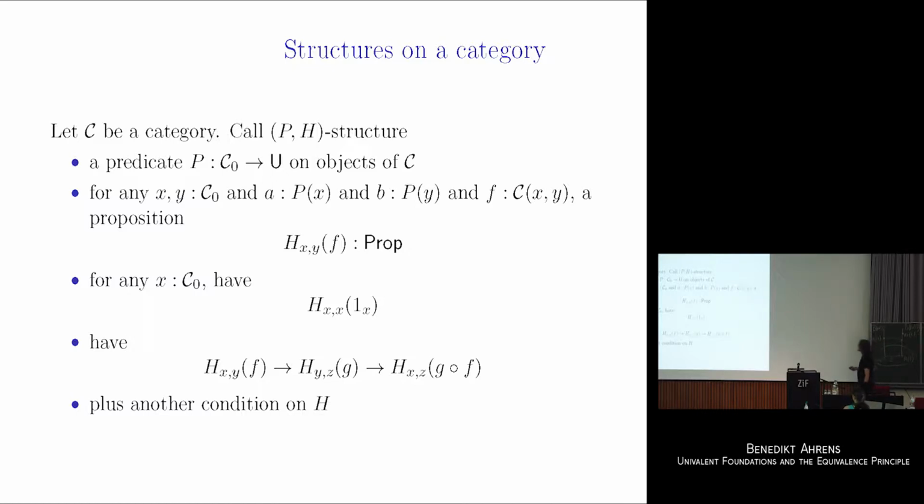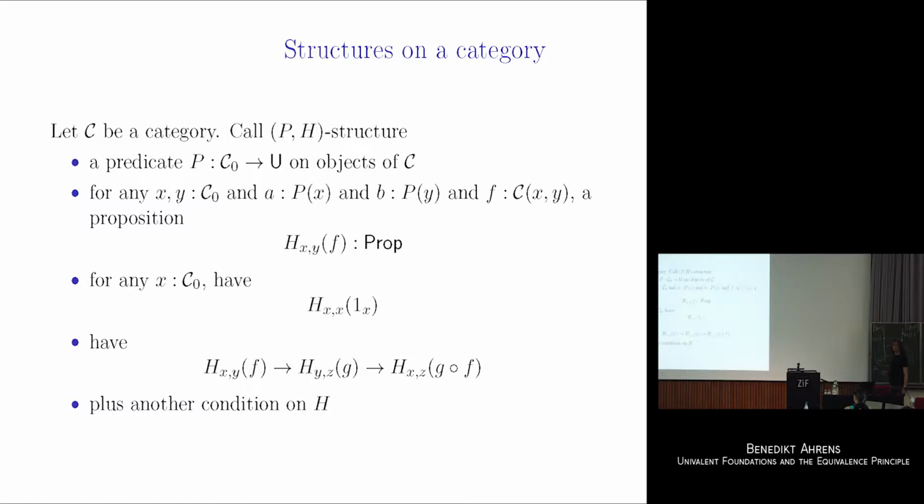So what do I mean by that? I have a predicate, an extra structure on the objects of C, and I have a proposition on morphisms between objects that carry this extra structure. And if I can show that this proposition, firstly, is true for any identity morphism, and that it's stable under composition, then I call this pair P, H a PH structure.